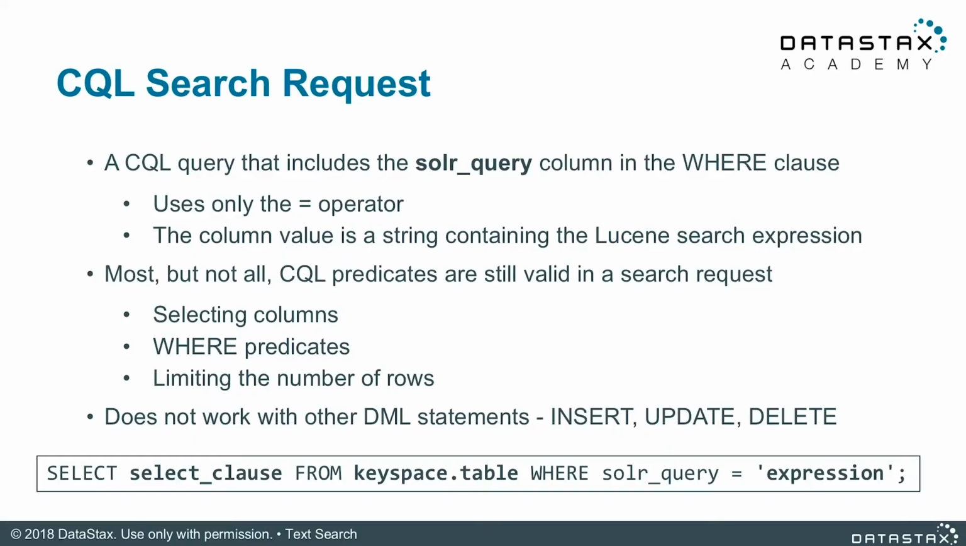A CQL search request is a CQL query that includes the solr_query column in the where clause, where this column value is a string containing the Lucene search expression. Most, but not all, CQL predicates are still valid in this search request. Selecting columns, the where predicate, limiting the number of rows, all that is supported. What isn't supported are DML statements, statements such as inserting, updating, and deleting.